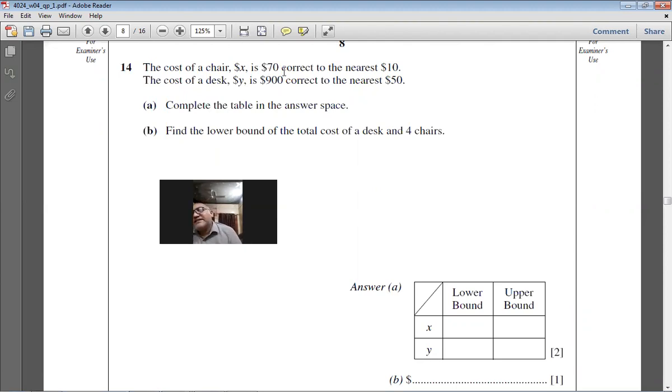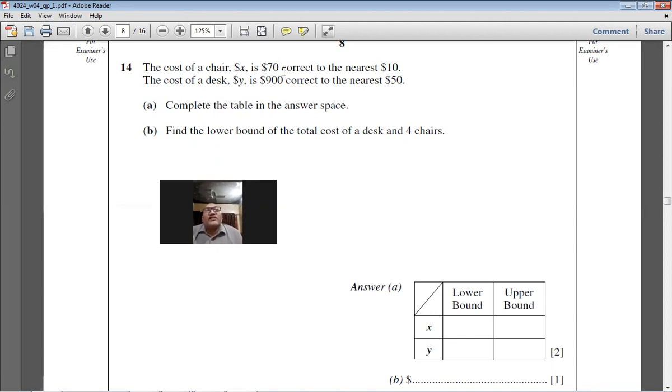Because this is $70 and it is correct to $10, I will divide the $10 by 2. You get plus or minus, 10 divided by 2, that is 5. So the lower bound will be 70 minus 5, and the upper bound will be 70 plus 5. 70 minus 5 gives you the lower bound, and 70 plus 5 gives you the upper bound.